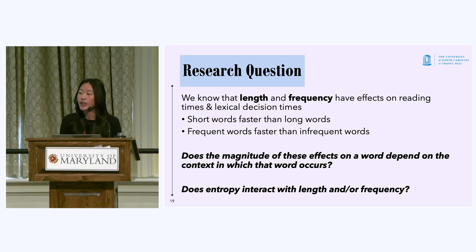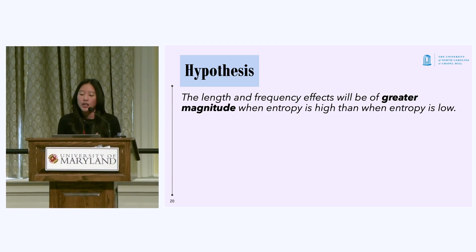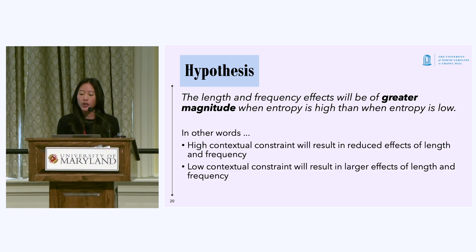More specifically, we were looking for interactions between entropy and length and/or entropy and frequency. The hypothesis was that length and frequency effects will be of greater magnitude, so they'll be bigger, when entropy is high than when entropy is low. In other words, a high contextual constraint, a really constraining context like "the girl bit into the red delicious apple," will result in reduced effects of length and frequency, whereas a low contextual constraint, a neutral context, will result in larger effects.